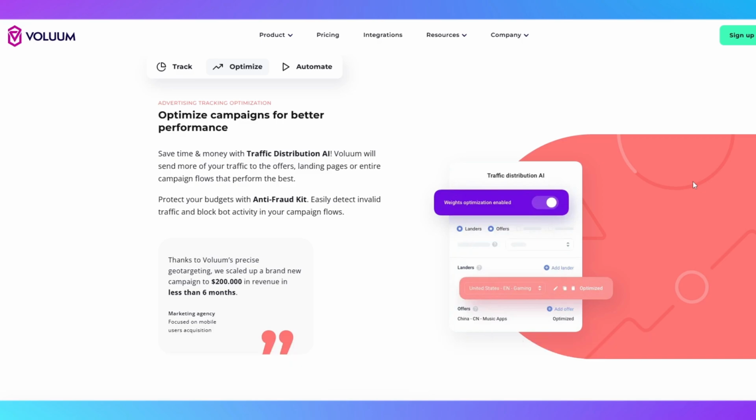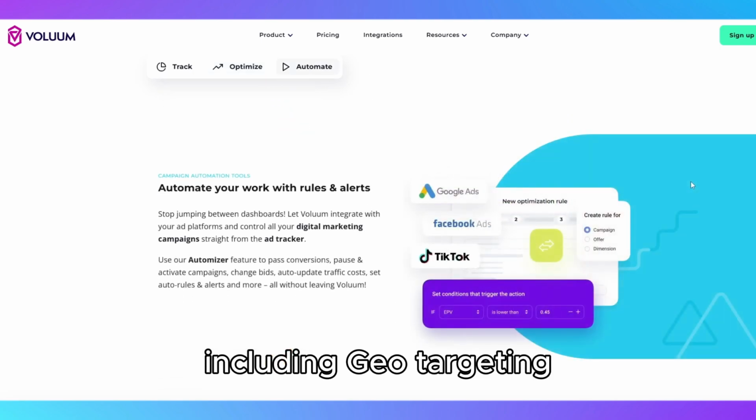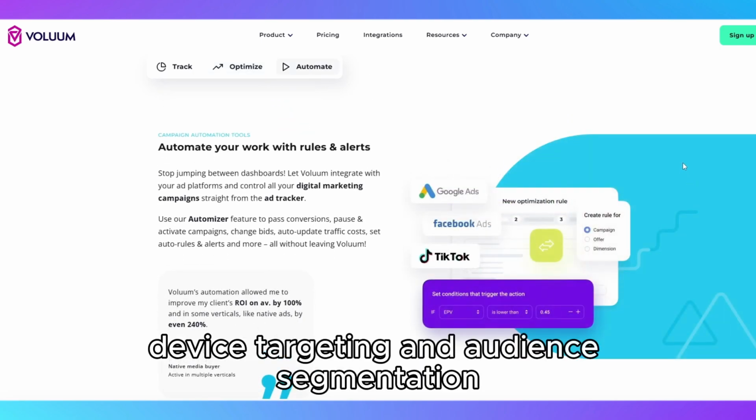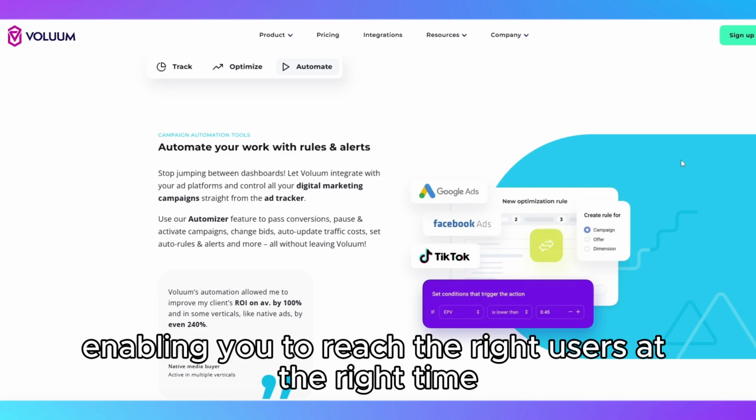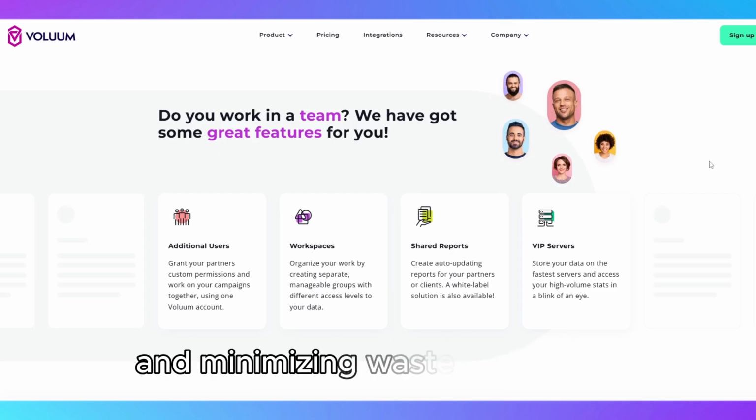best results. Volume DSP also offers advanced targeting options, including geo-targeting, device targeting, and audience segmentation, enabling you to reach the right users at the right time. This precision helps in improving conversion rates and minimizing wasted ad spend.